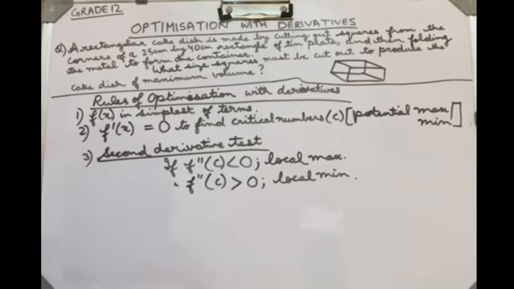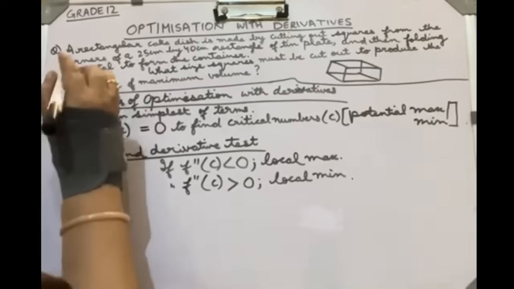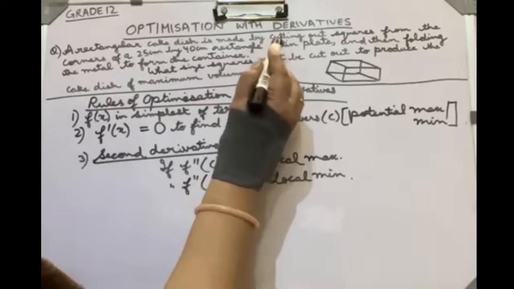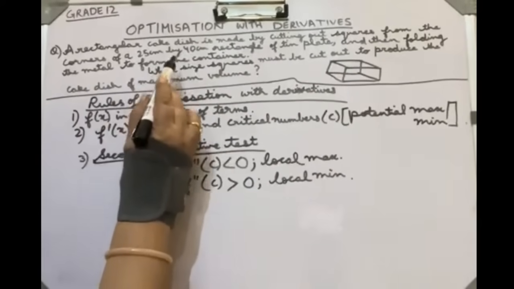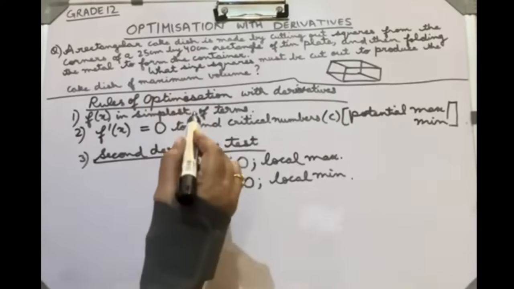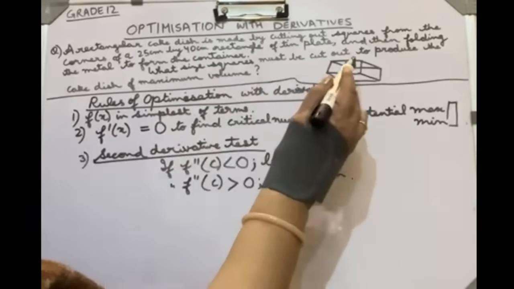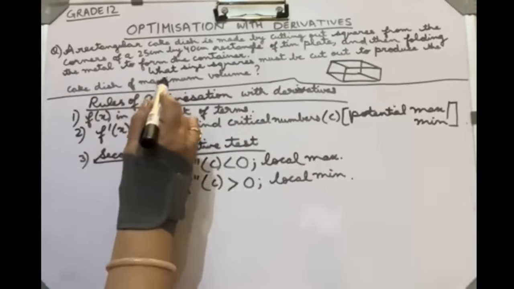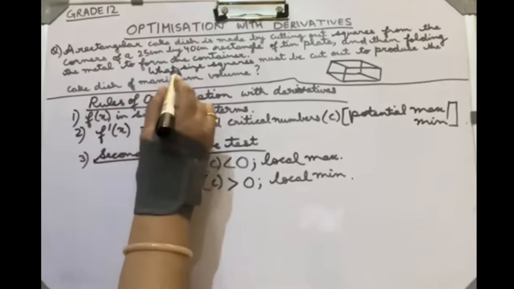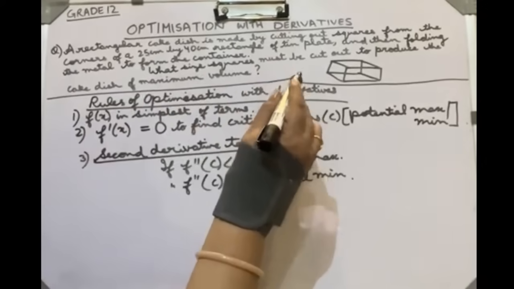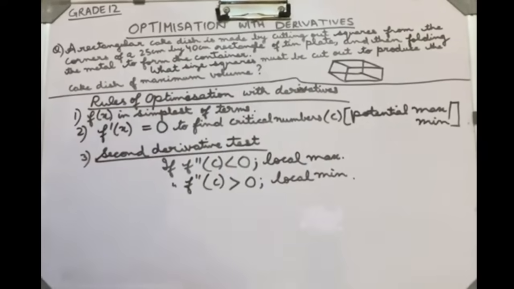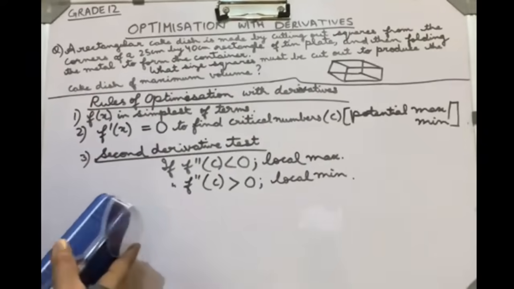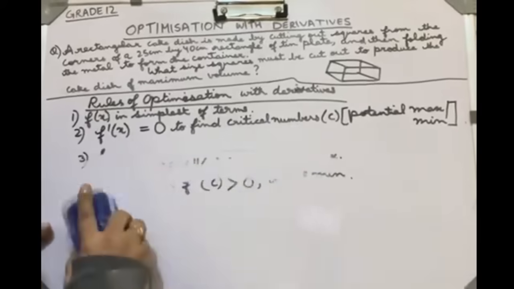Now let's come back to the problem. A rectangular cake dish is made by cutting out squares from the corners of a 25 cm by 40 cm rectangle of tin plate and then folding the metal to form the container. What size squares must be cut out to produce the cake dish of maximum volume? Now let me erase the rules.